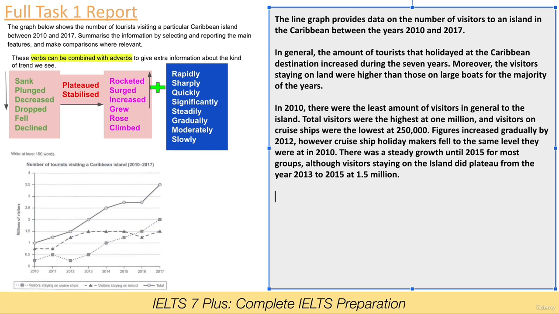In 2010, there were the least amount of visitors in general to the island. Total visitors were at the highest at 1 million, and visitors on cruise ships were at the lowest at 250,000. Figures increased gradually by 2012. However, cruise ship numbers fell to the same level they were at in 2010. There was a steady growth until 2015 for most groups. Although visitors staying on the island did plateau from the years 2013 to 2015 at 1.5 million.